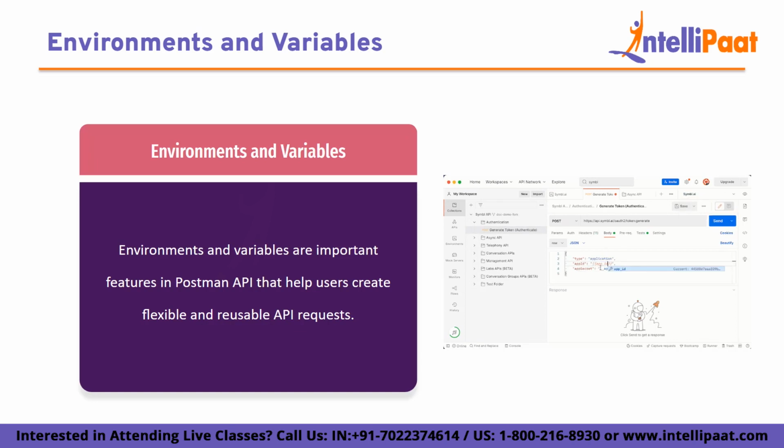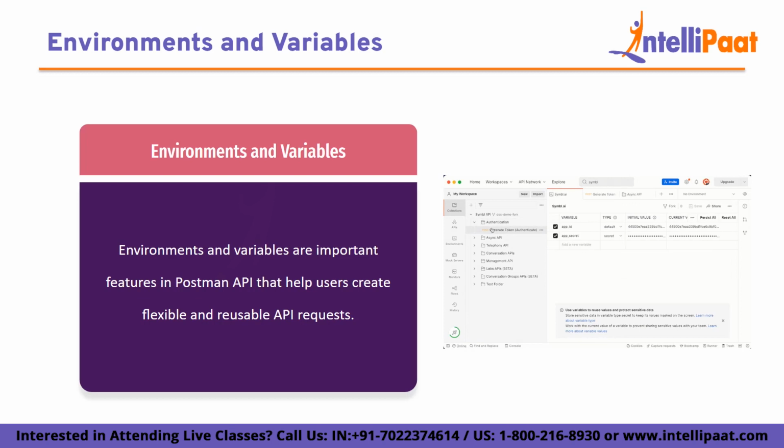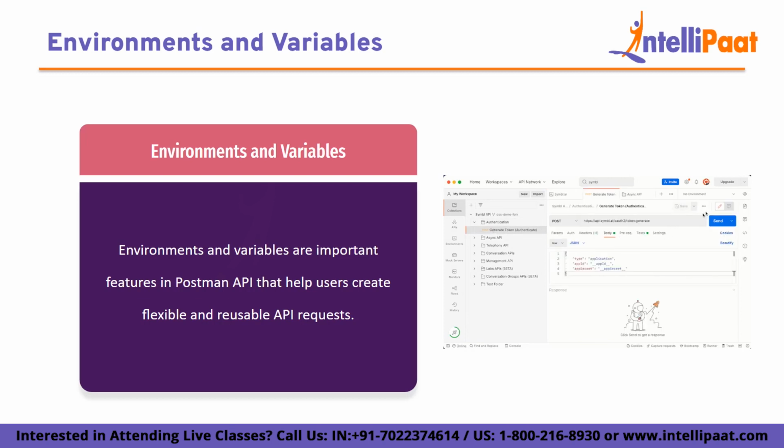Postman allows users to define global variables that can be used across all collections as well as collection specific variables that are specific to a particular collection. Variables can also be defined at the environment level, therefore allowing users to define different values for the same variable in different environments.